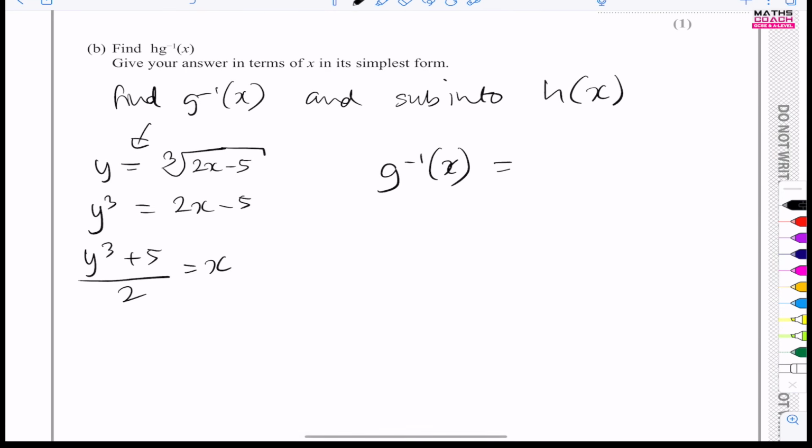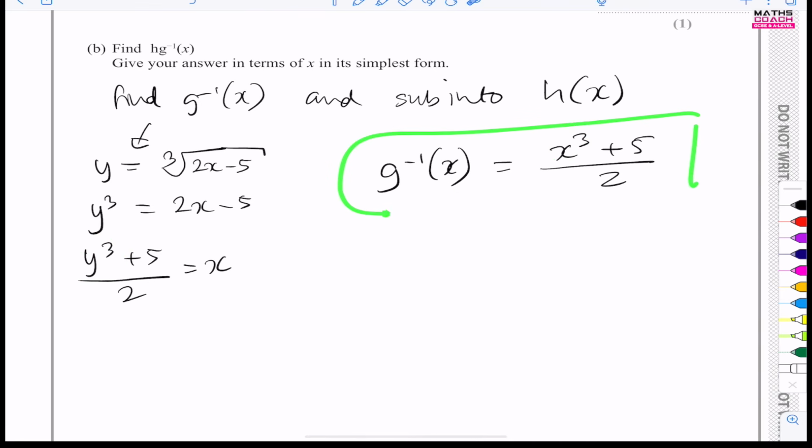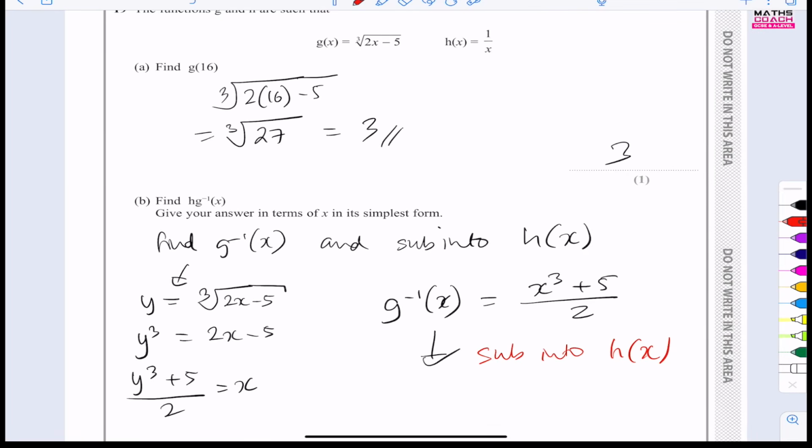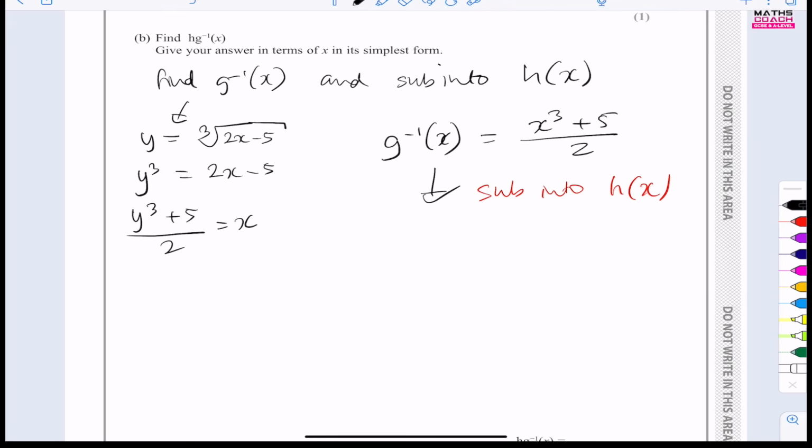So g inverse is going to be x cubed plus 5 over 2. We just replace the y with the x once we write it as the inverse. So this here is the inverse of g of x. Now we're going to sub this into hx. So hx, just a reminder, is 1 over x. So sub this in, 1 over x. So x is going to be all of g inverse of x. So that is hg inverse x.